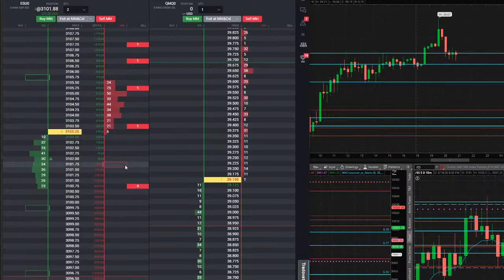So this is Tradovate. This is the DOM, which is the depth of market. You can get it on a lot of futures accounts, like Infinity Futures and TradeStation, NinjaTrader. They all have DOMs. Even Thinkorswim has a DOM.